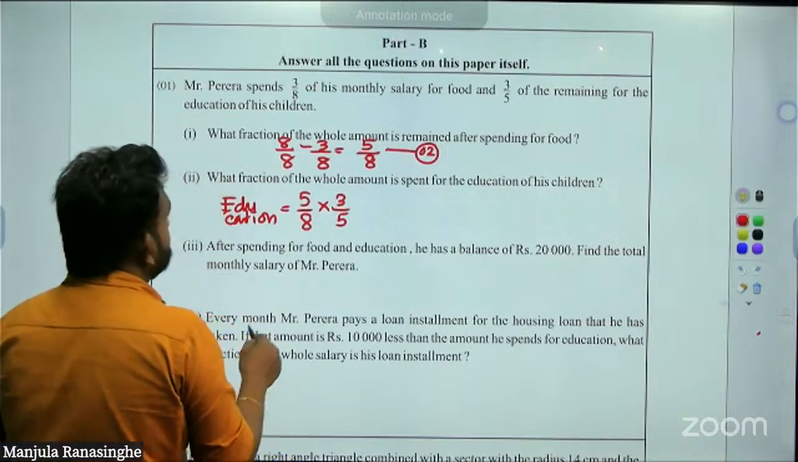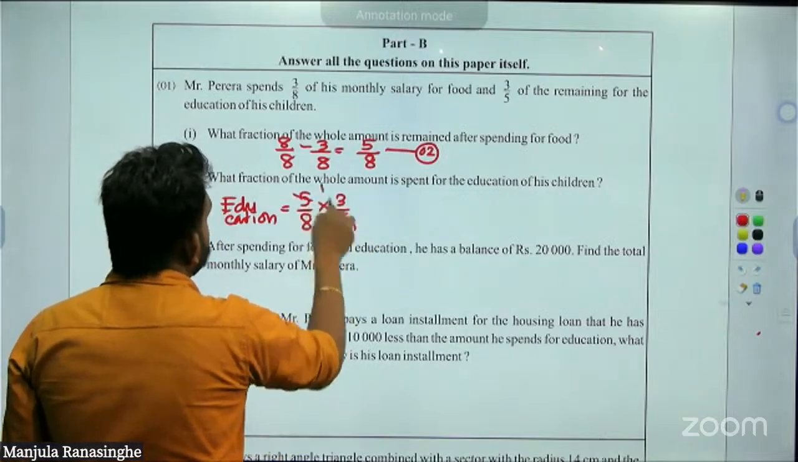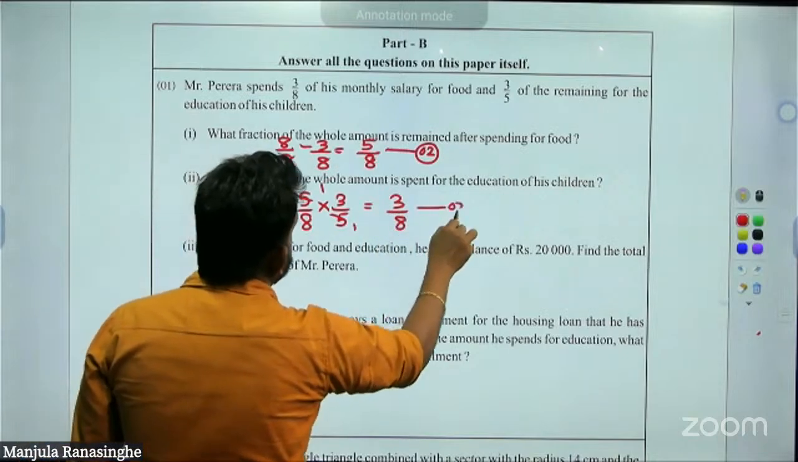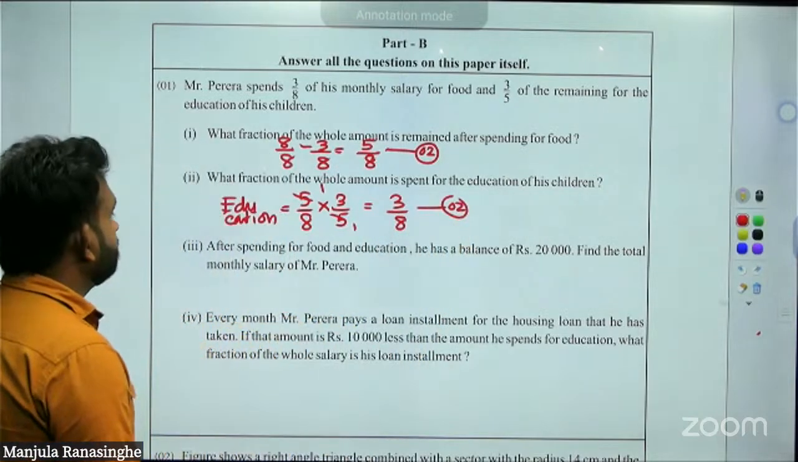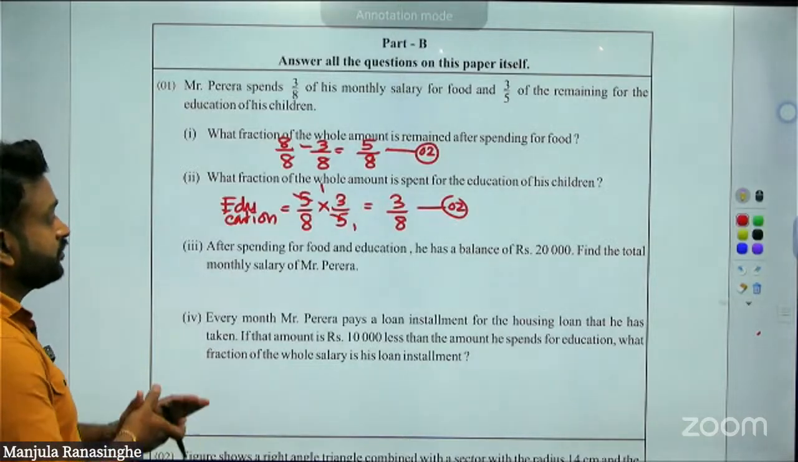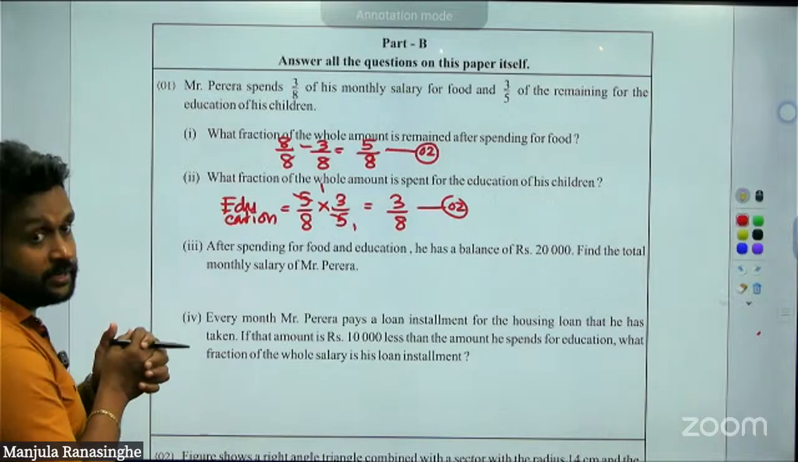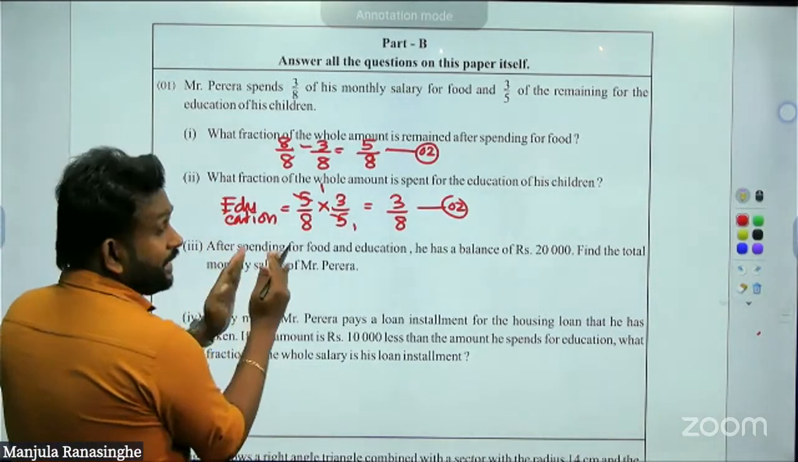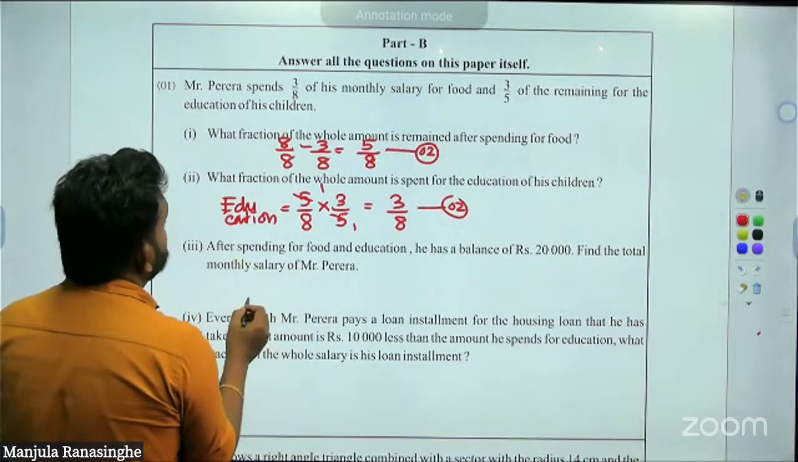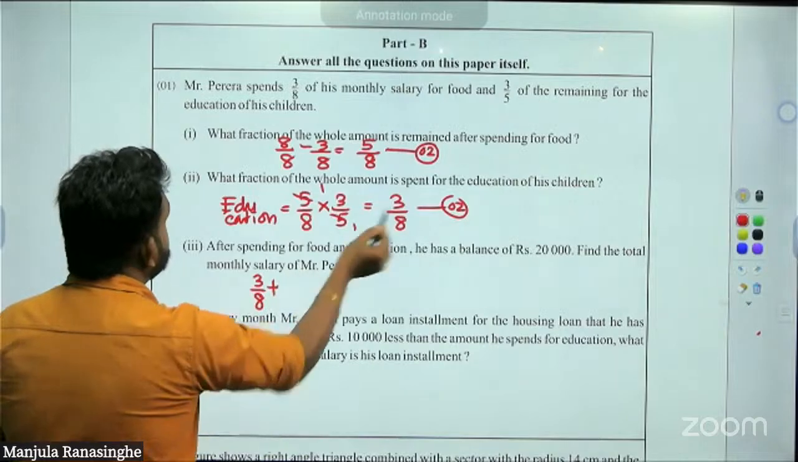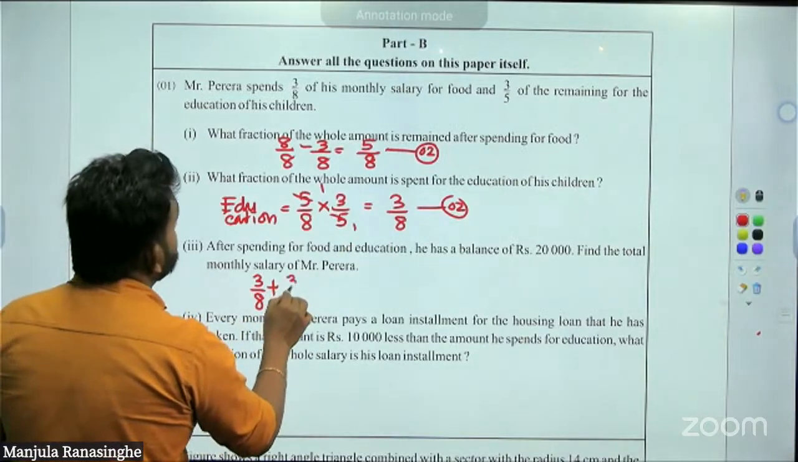Okay, 3/5. Now 5 and 5 simplified, then you can see that it is 3/8 for education. Now you can say after spending for food and education, he has a balance of this much; find the total salary. So check what is the total allocated for food and education. So 3/8 for food and then for education, here we found 3/8 again.